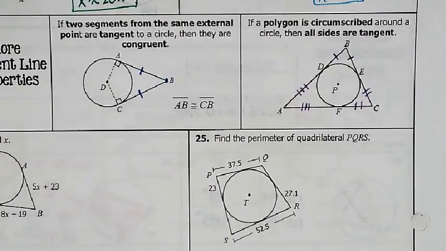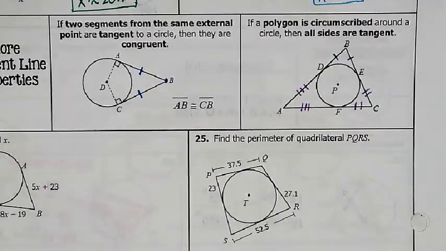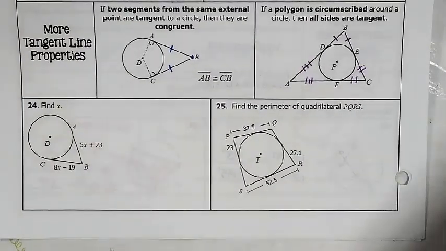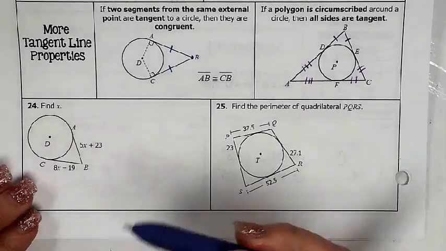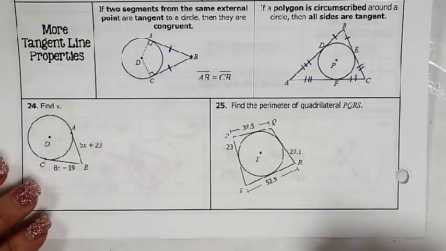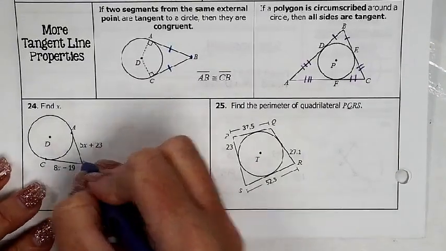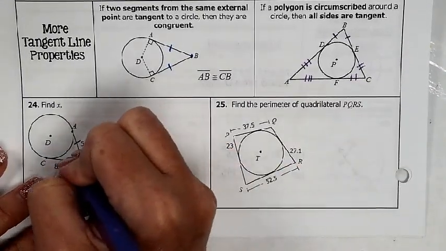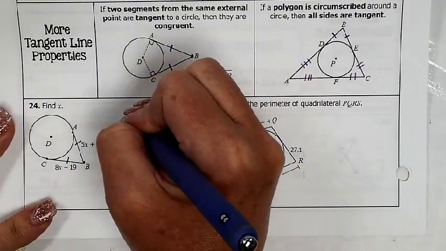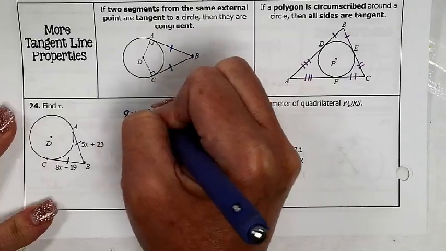So looking at 24, we're going to assume that these are tangent. They touch here at A and C, tangent to that same point B. So that would mean these two are congruent. They're equal to each other. So to solve for x, 8x minus 19 is equal to the 5x plus 23. Which, when you solve, gives you value x is 14.